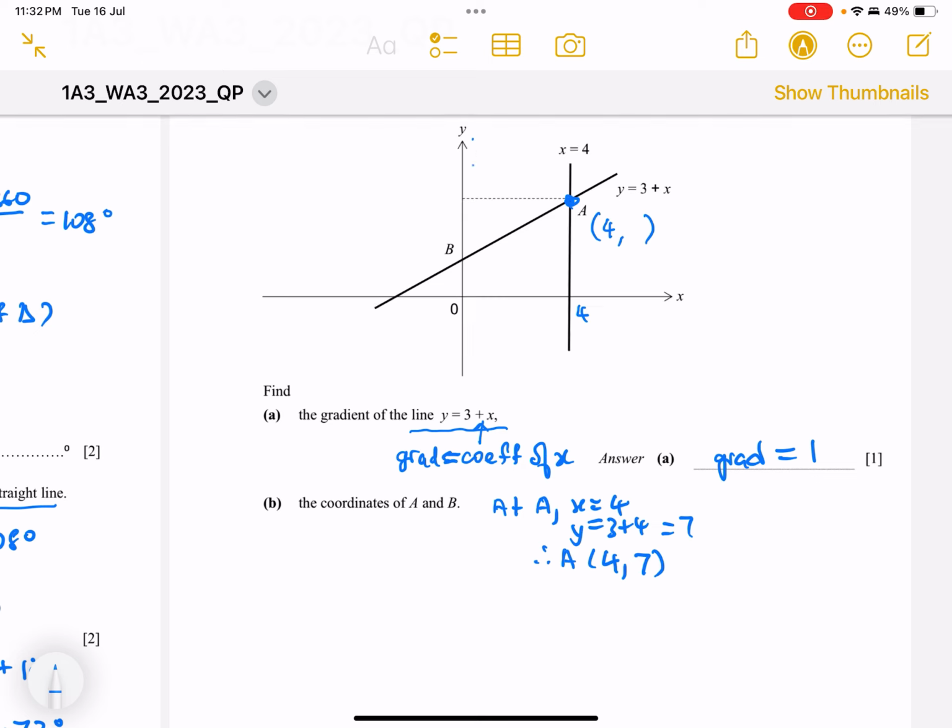And B is where the line cuts the y-axis, where x is 0. So at B, x is 0. Once again, we take the equation and put in the x value. So it's 3 plus 0, and y is 3. Therefore, the coordinates of B are 0, 3.